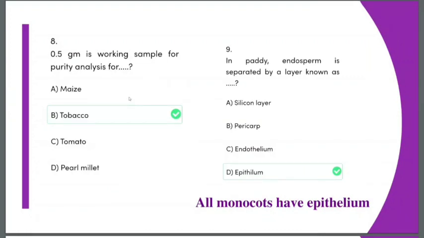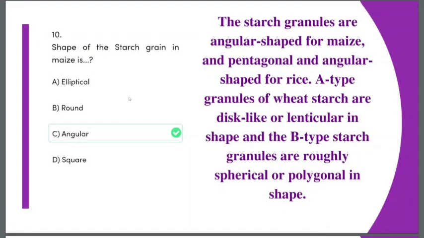Ninth question is, in paddy, endosperm is separated by a layer known as epithelium. See, epithelium is present in all the monocots. 10th question is, shape of the starch grain in maize is angular. So here we have mentioned some of the shapes of different crops, like maize is angular. For rice it's pentagonal and angular shaped. For wheat there are two types, A-type granule and B-type starch granule. For A-type granule the shape is disc-like or lenticular, and B-type granule is roughly spherical or polygonal in shape.